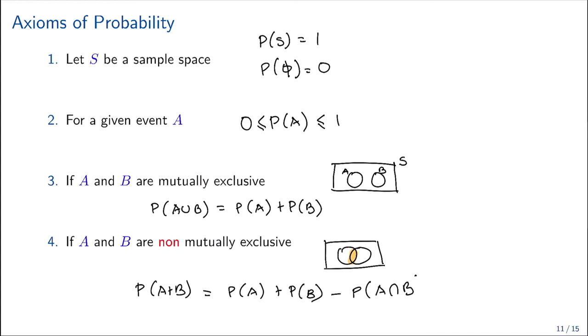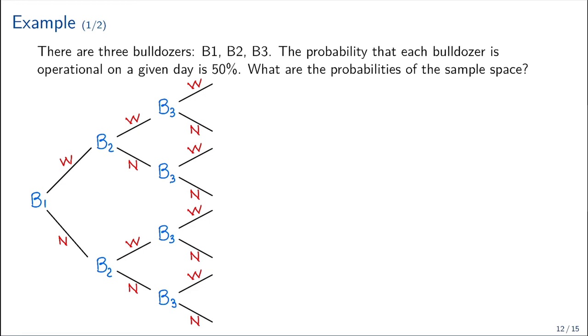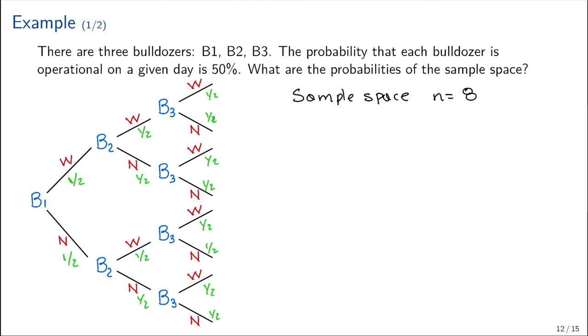Let's consider the example that we had before with the three bulldozers. We have bulldozer 1, 2, and 3. And the probability that each bulldozer is operational on a given day is 50%. So it is either working or not working. So that probability is 1/2 and 1/2 each time. Remember, our sample space is going to have how many elements? 1, 2, 3, 4, 5, 6, 7, 8. So the sample space n is equal to 8. As each one is equally likely, the probability of one outcome is equal to 1 over 8.